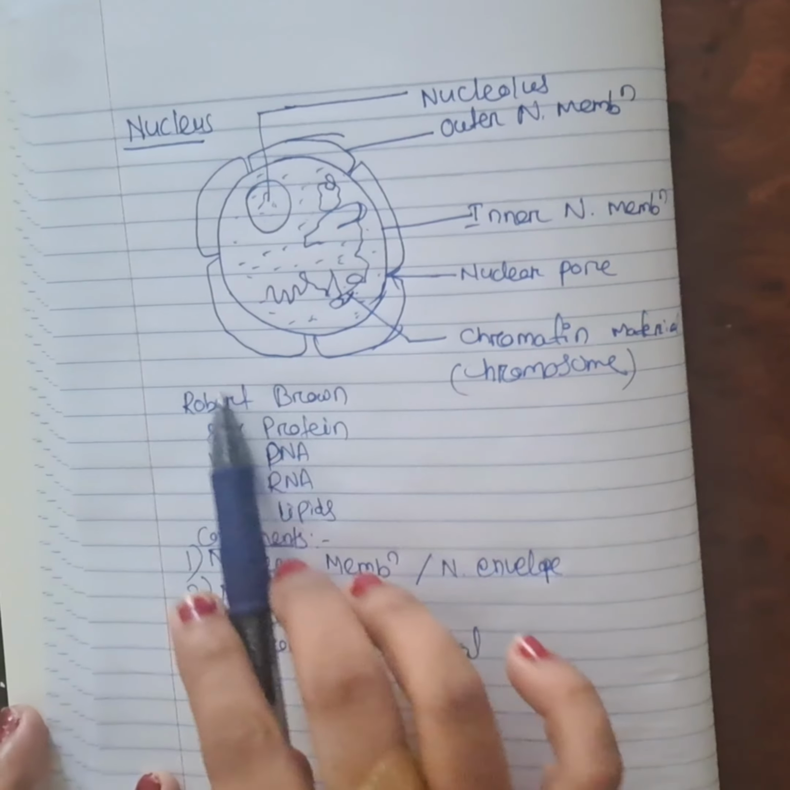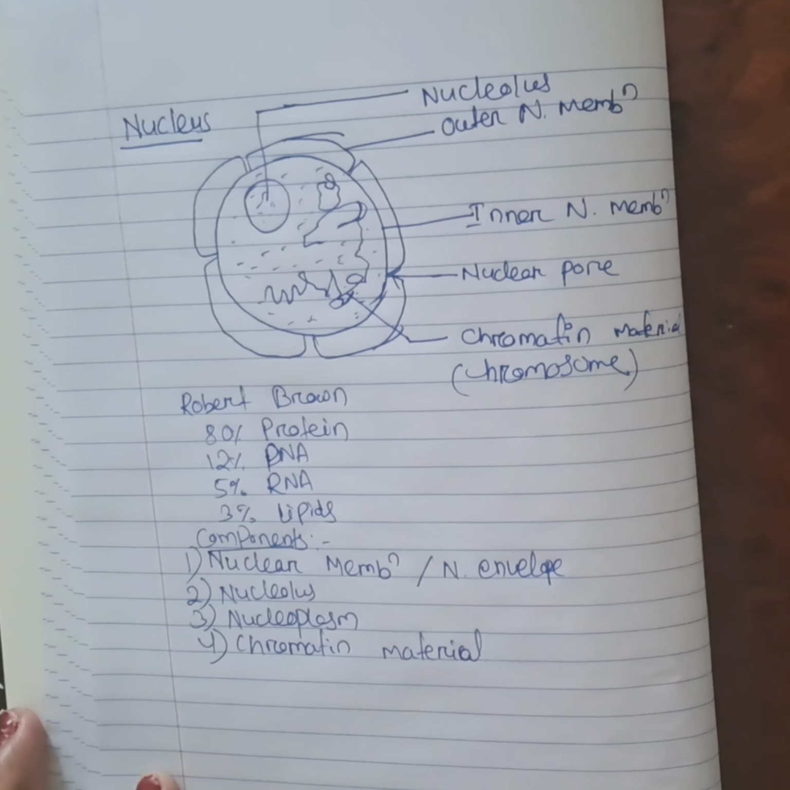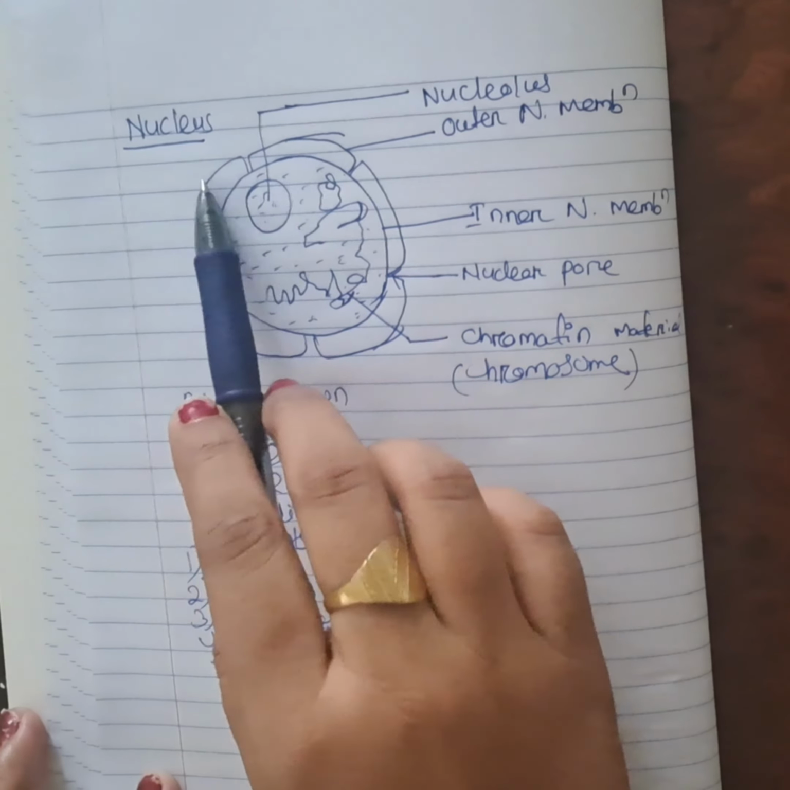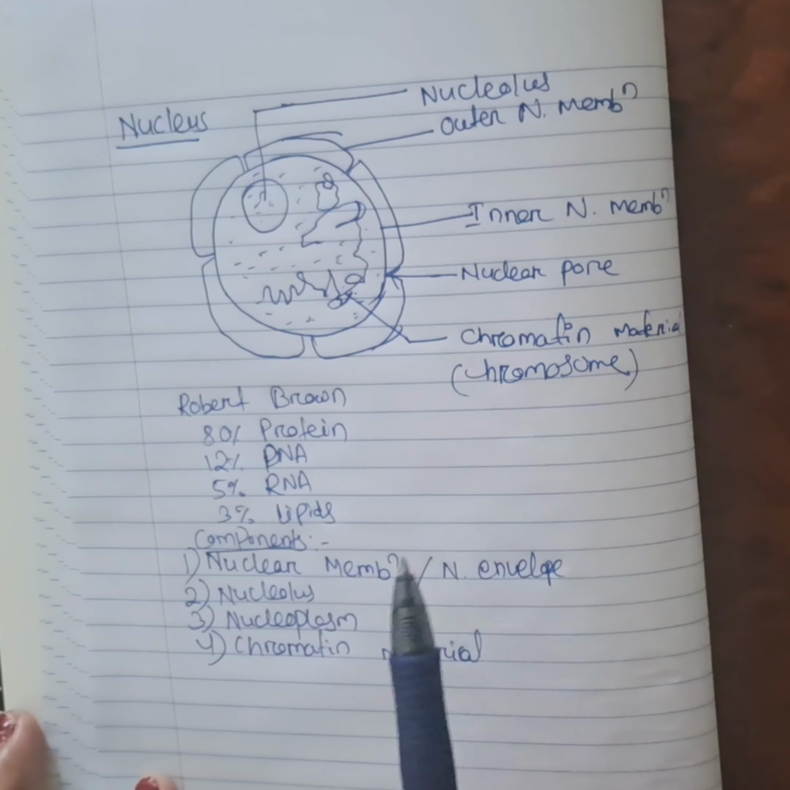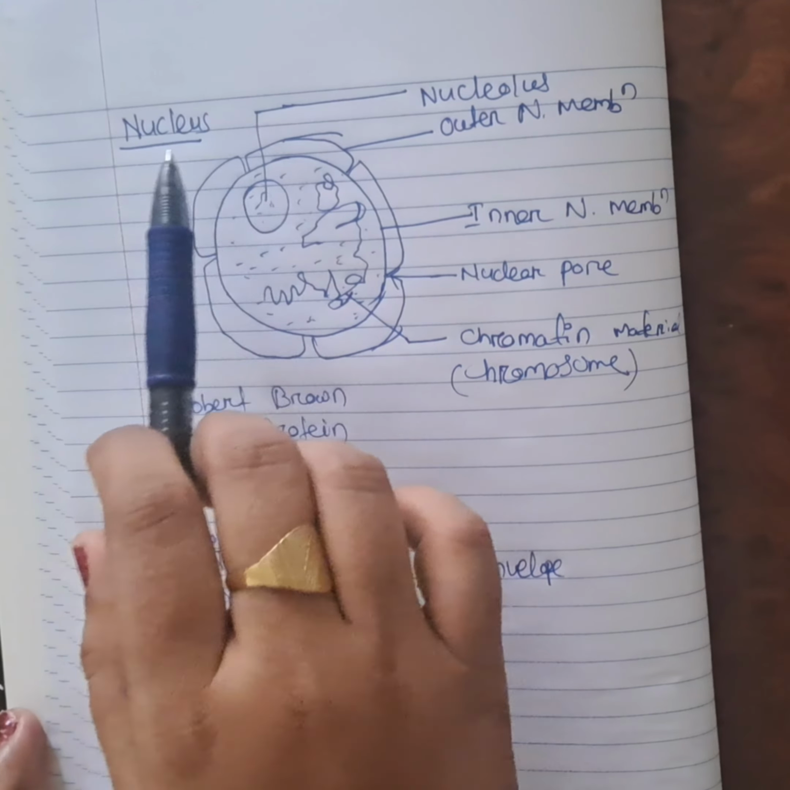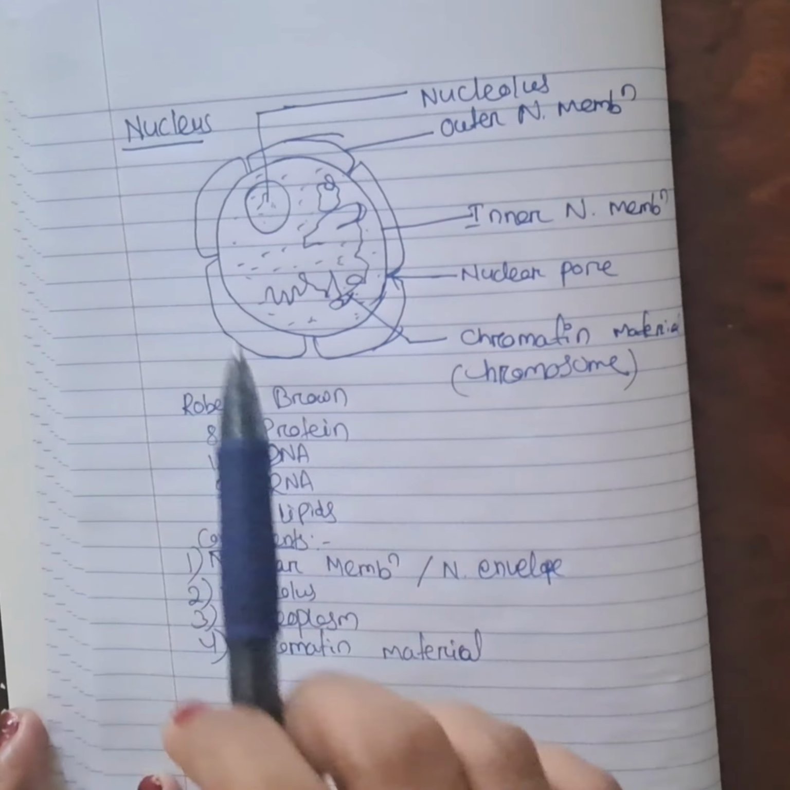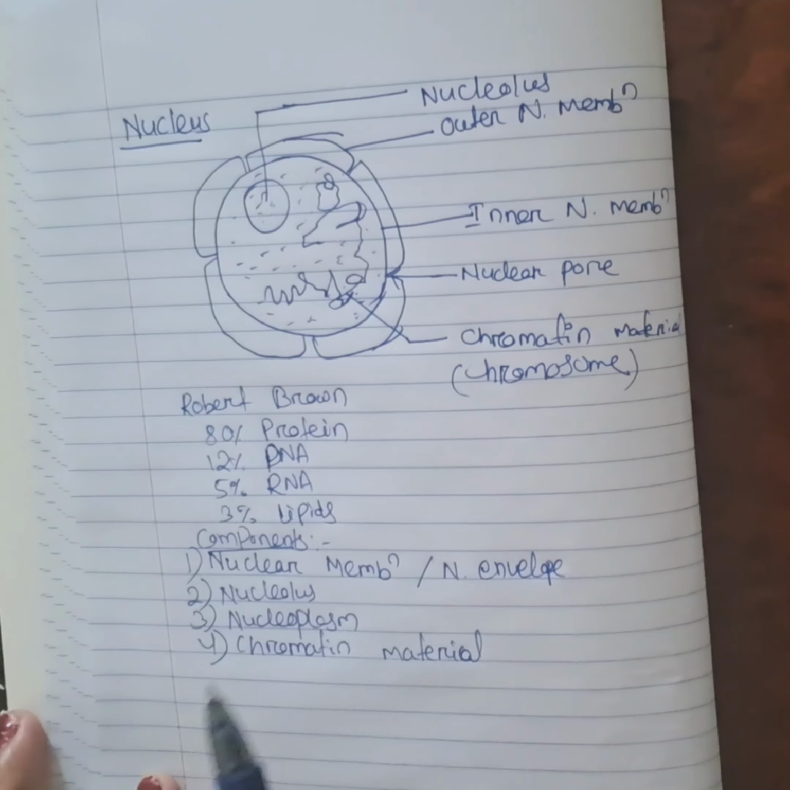Nucleus controls all the cellular activities of the cell. That's why it is known as the director of the cell. And nucleus is responsible for the synthesis of the protein. And nucleus contains the genetic material and it transfers the genetic information from one generation to another generation. This is all about the nucleus.